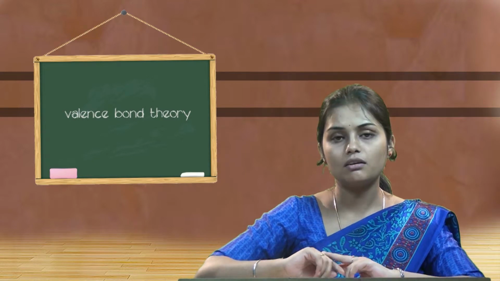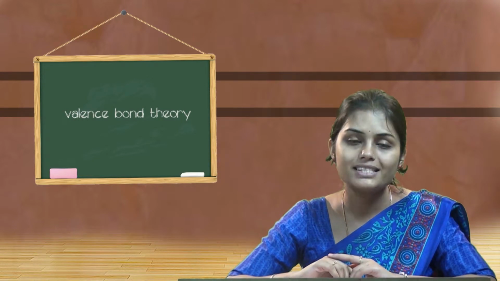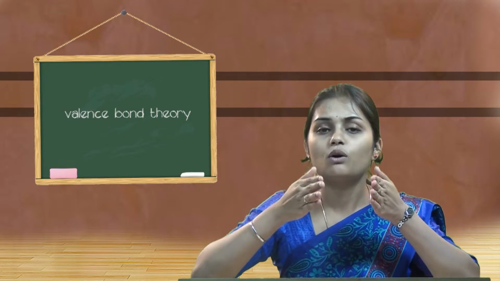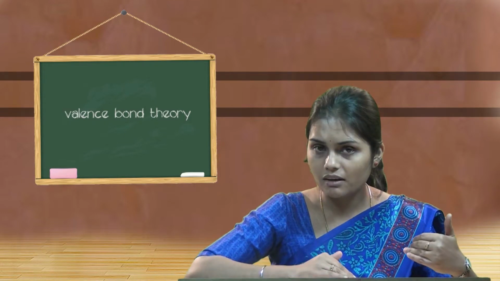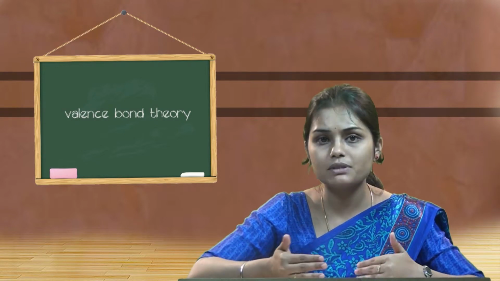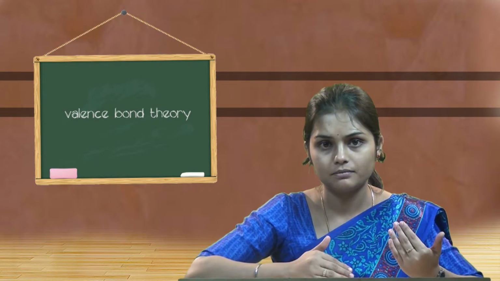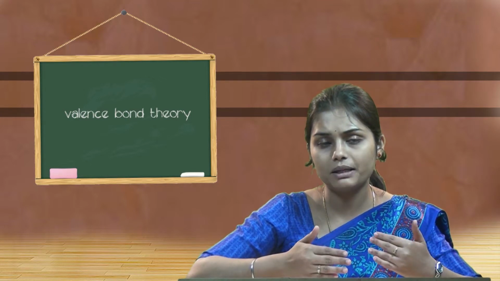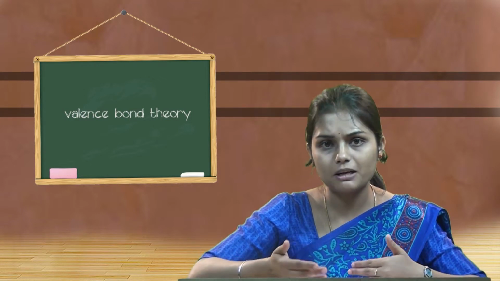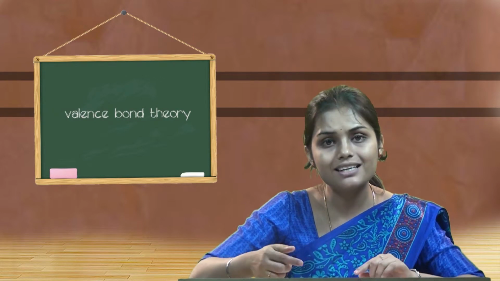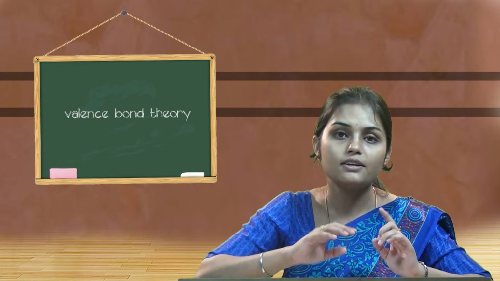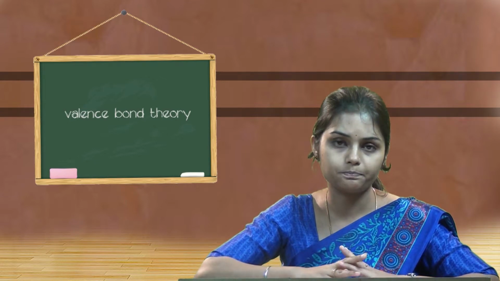The second drawback of the VBT is that the correlation between the magnetic behavior and geometries is sometimes misleading. It doesn't explain why, even in the octahedral complexes, sometimes they are paramagnetic, sometimes diamagnetic. It doesn't explain the correlation between the geometry and magnetic behavior.